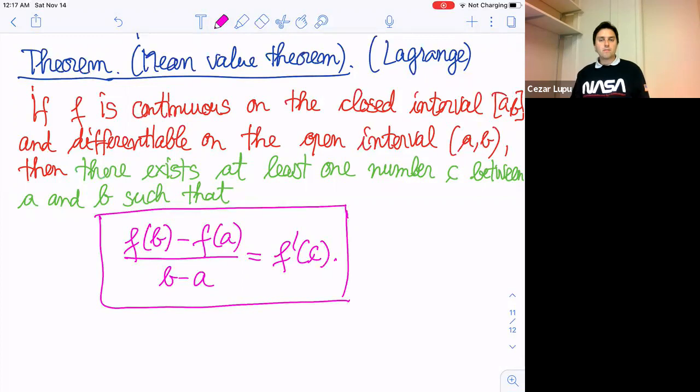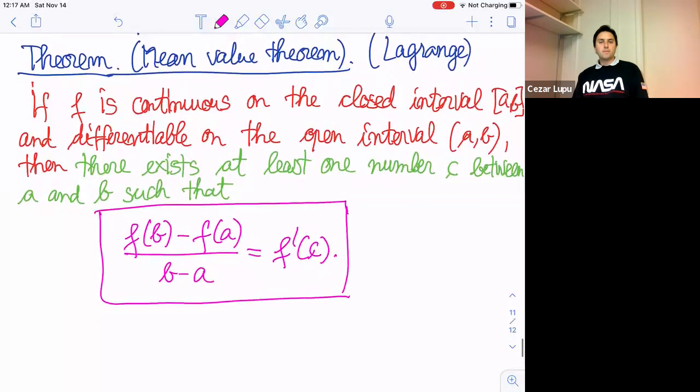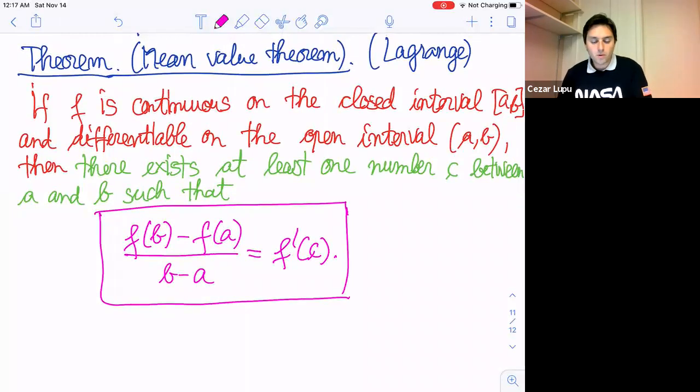I want you to look at it for a bit. Like I said, it's one of the most important theorems in this course. So you see, I just need the function to be continuous on the closed interval [a, b] and differentiable on the open interval (a, b). And once this is satisfied, we have this condition here. Well, as you can see, Rolle's theorem will follow immediately.